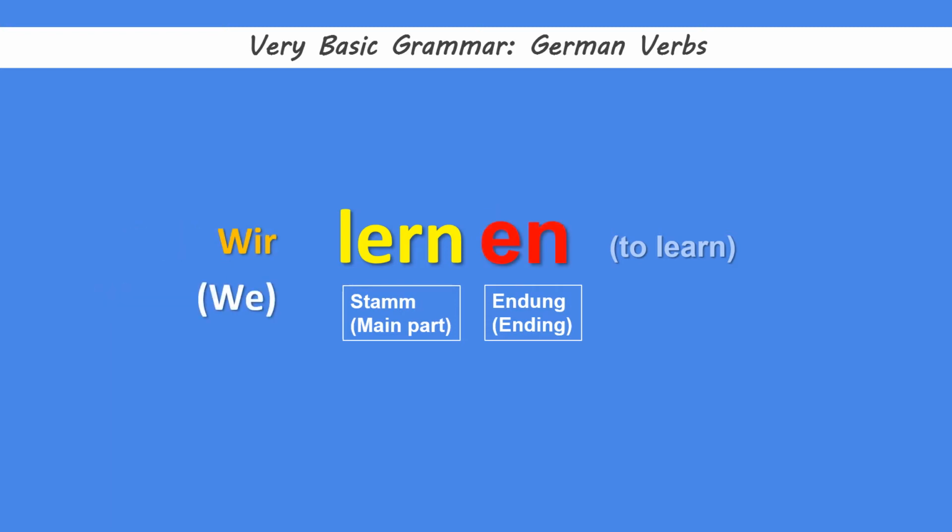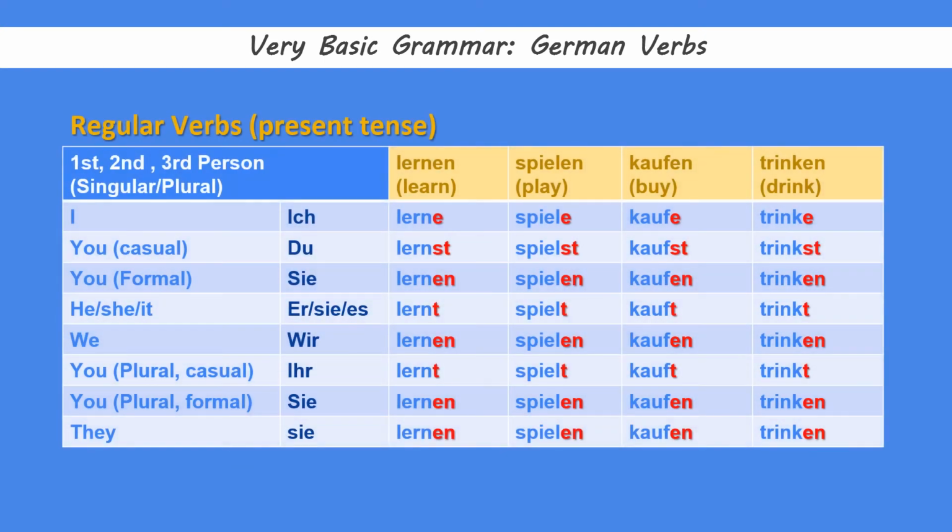Wir lernen. Ihr lernt. Sie lernen. As we see in this table, the main part of the verb will not change, and the ending will change regularly according to the subject person.